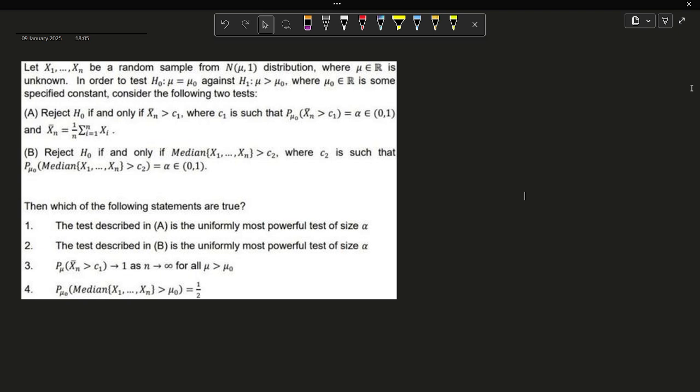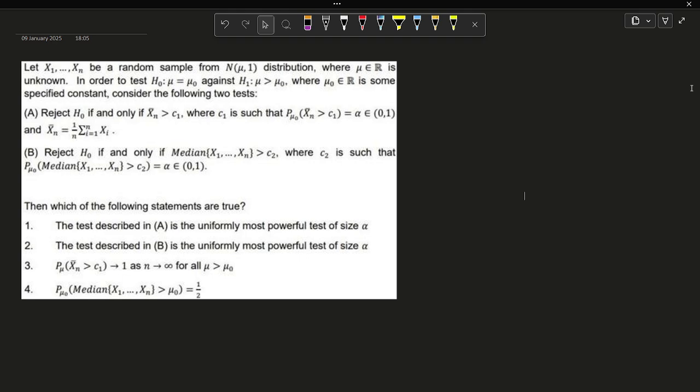And option B says reject H0 if and only if the median of X1, X2, ..., Xn is greater than c2, where c2 is such that P_mu0(median > c2) = alpha, belonging to (0,1). Then which of the following statements are true?